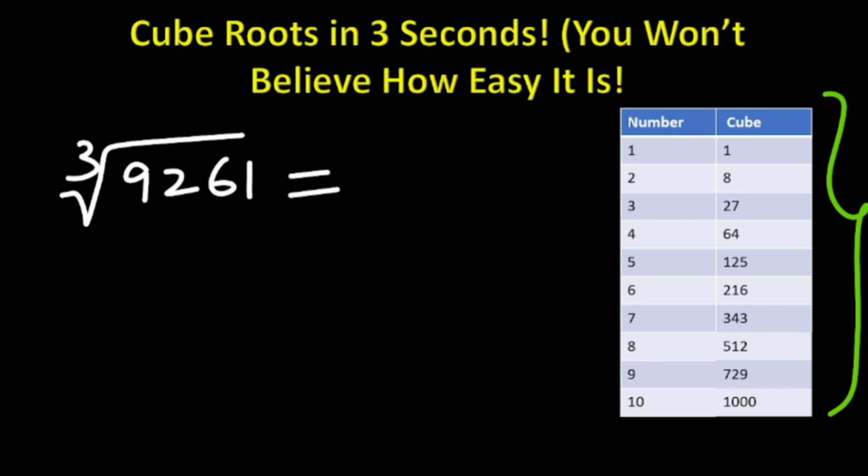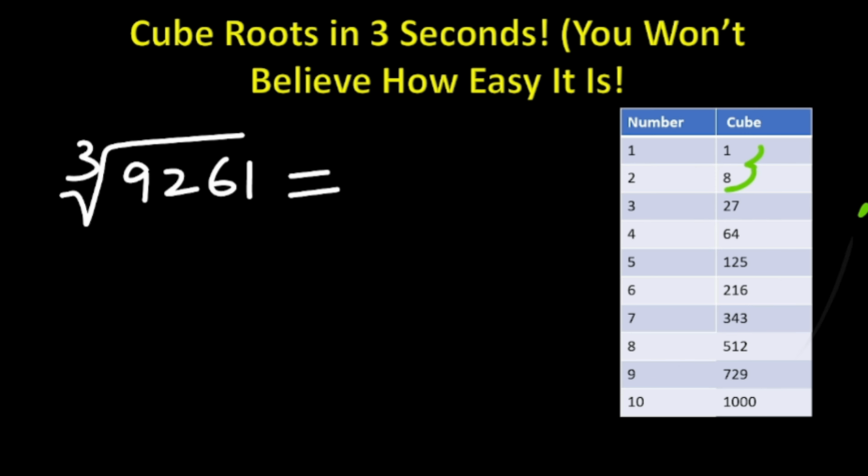As you see, 1 cube is 1, 2 cube is 8, 3 cube is 27, 4 cube is 64, and so on. 10 cube is 1000. So we need this table. This will help us to solve this. If you can memorize this table, you can solve this in just seconds. Now let's see how we do that.